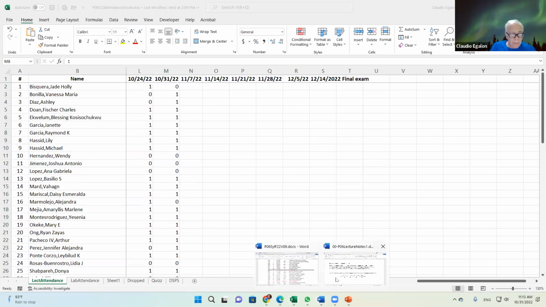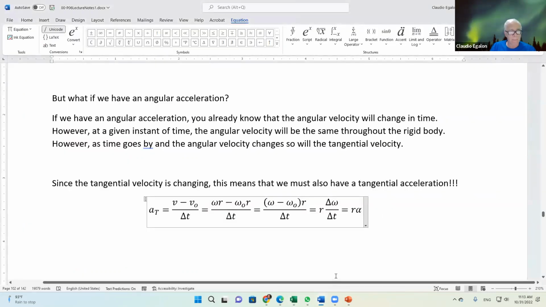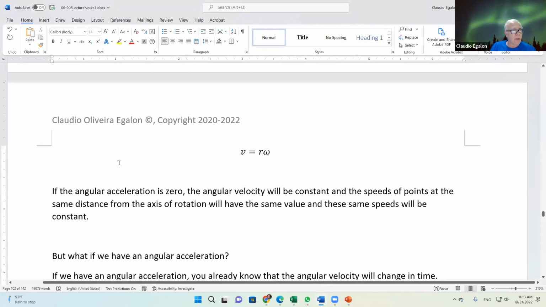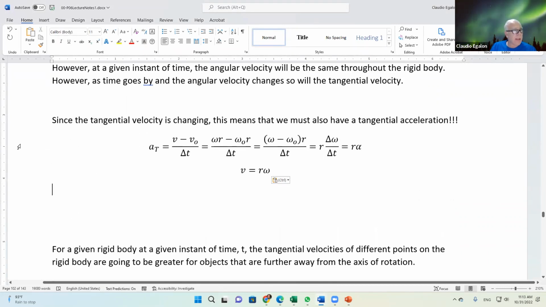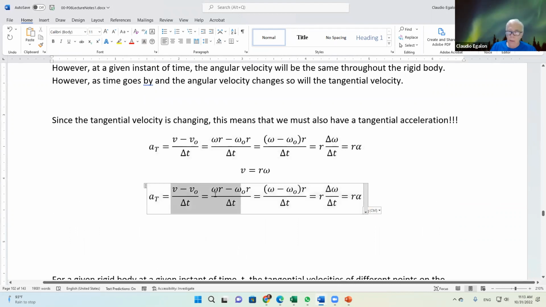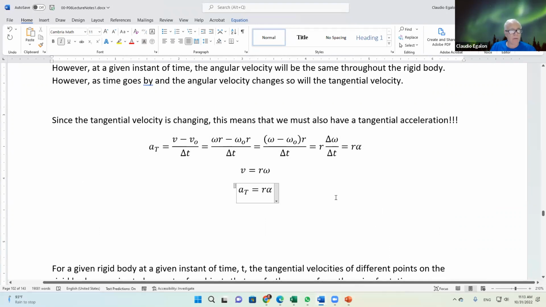Any questions? So let's summarize here, right? Tangential velocity is R omega. That's not difficult to memorize, right? And tangential acceleration is R alpha.